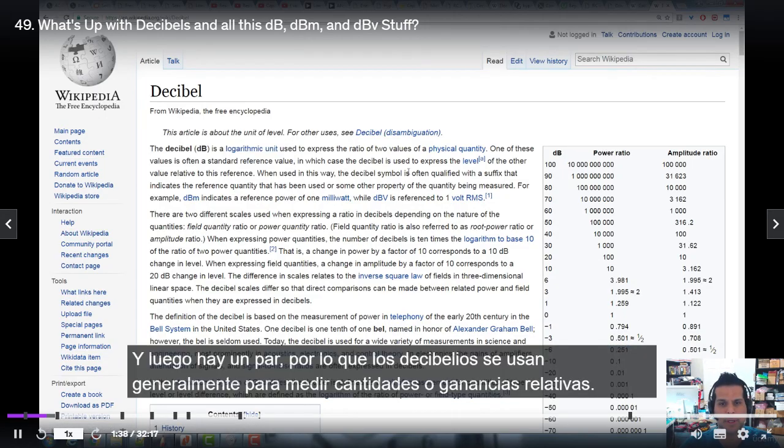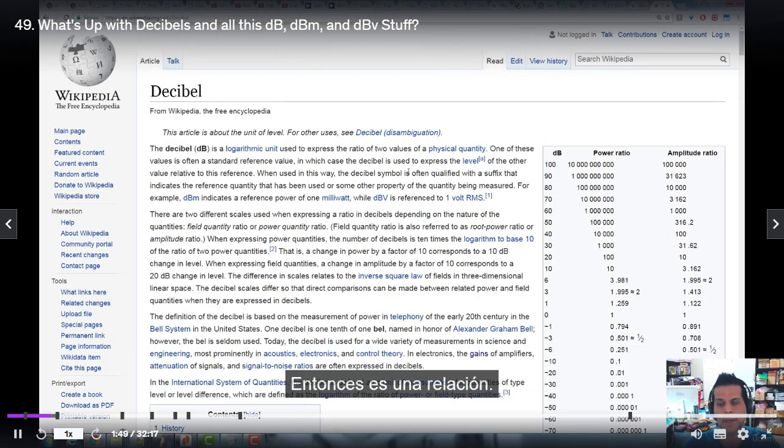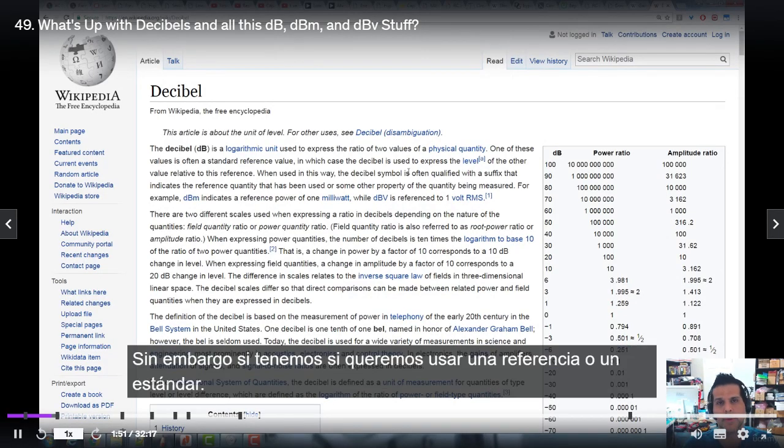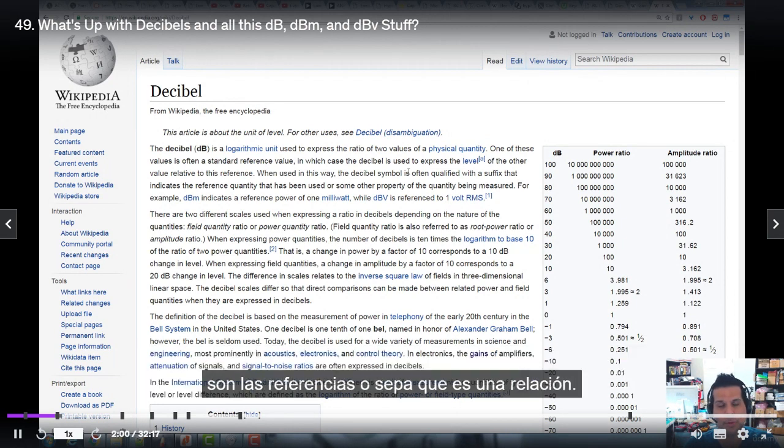Decibels are typically used to measure relative quantities or gain. So it's something related to something else, one value related to another value. So it's a ratio. However, if we want to use a reference or a standard, when someone says something is so many decibels, it really doesn't mean anything unless you know what the reference is or you know that it's a ratio.